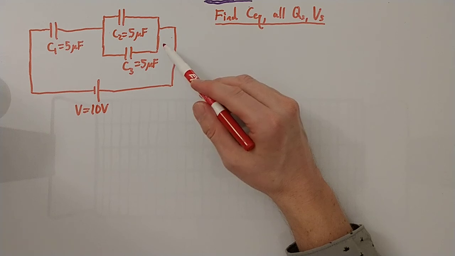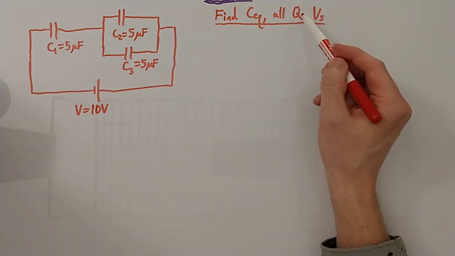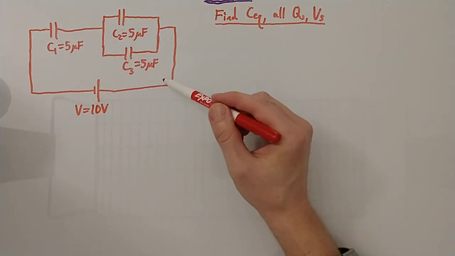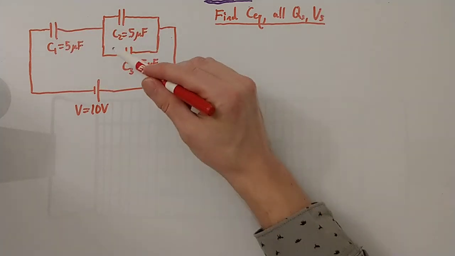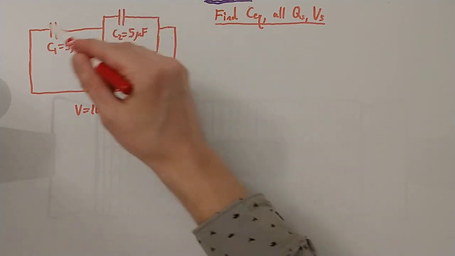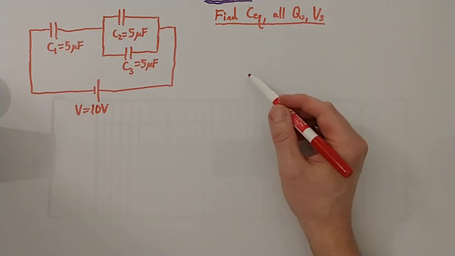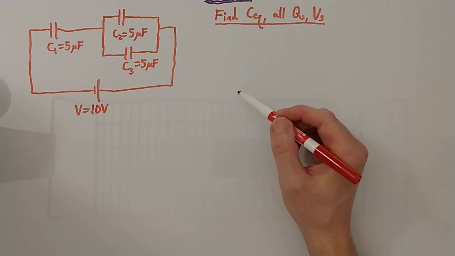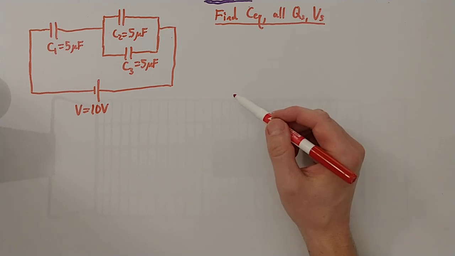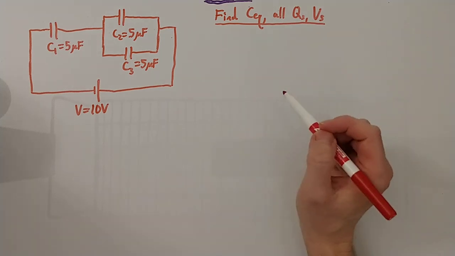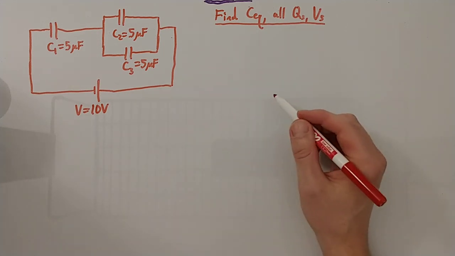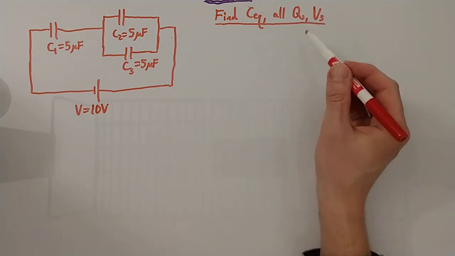But then I also want to know, what are the charges on all of the different capacitors? How much charge is on each capacitor? And how much potential do you have across each of these capacitors? It's not always the most straightforward to do that, and so I want to show you that the key to solving these problems is staying super organized. So let's dive in and see how we find the equivalent capacitance, all the Q's and all the V's.